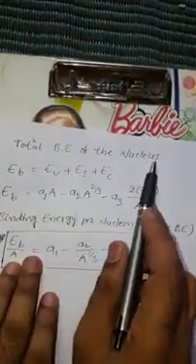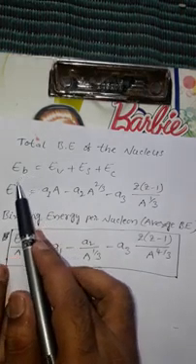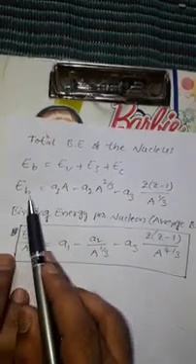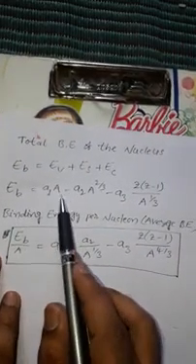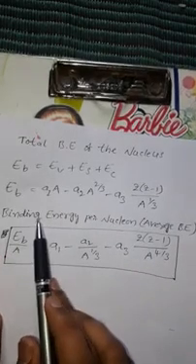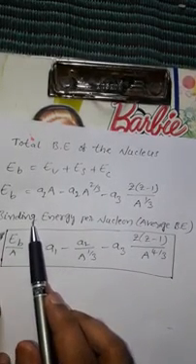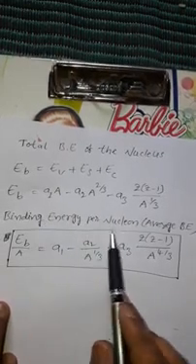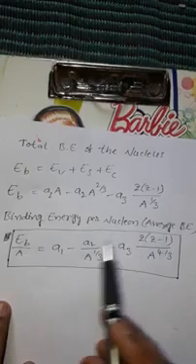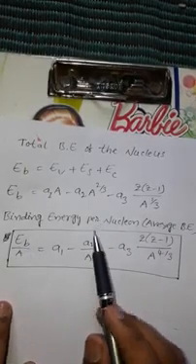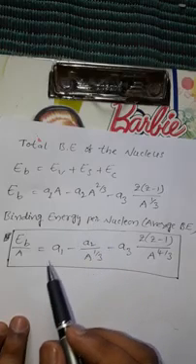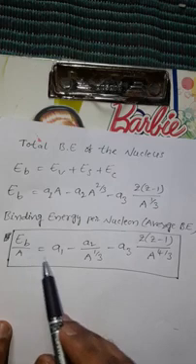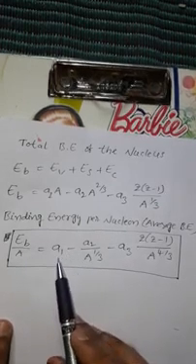Total binding energy of the nucleus, EB equal to EV plus ES plus EC. So now if we substitute all the values, we get this equation. If you want to find binding energy of the nucleus per nucleon, that is average binding energy, then we have to divide the above equation by A. So EB by A equal to A1, and we will get this equation.